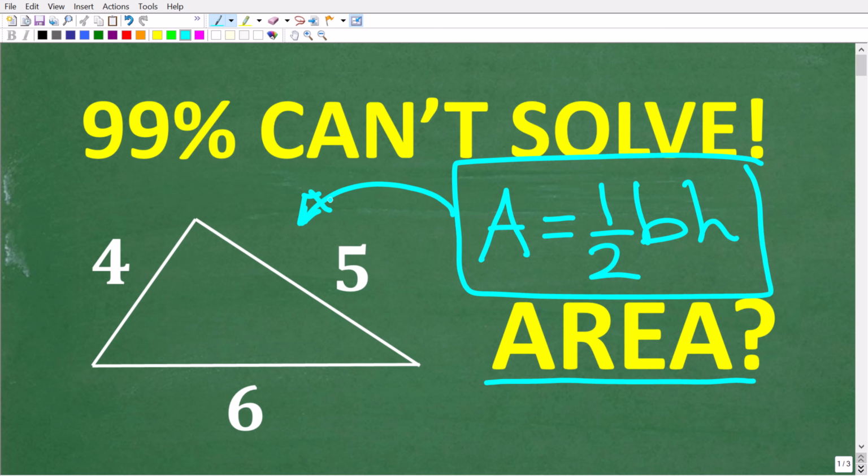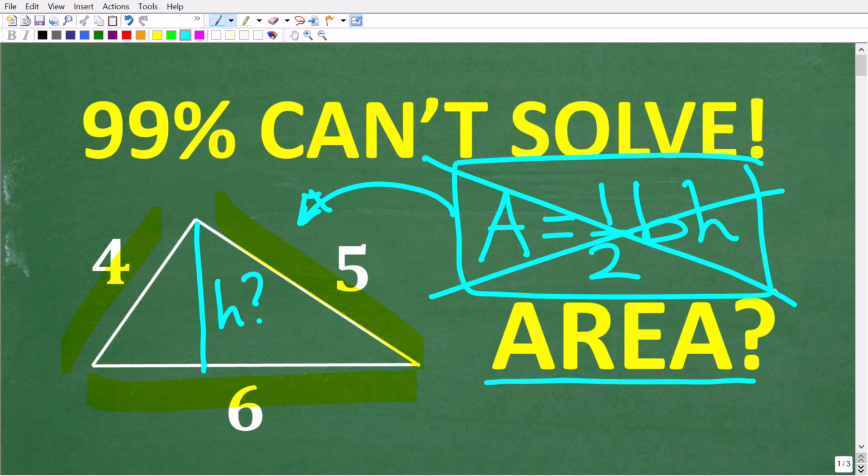Okay, so here is the deal. We have a triangle with sides 4, 5, and 6. But we don't have the height of this triangle. So how can we find the area of this triangle? Well, there is a formula, but this is not what we need. It's not this formula. And a lot of people don't know that there is more than one formula that we can use to find the area of a triangle.